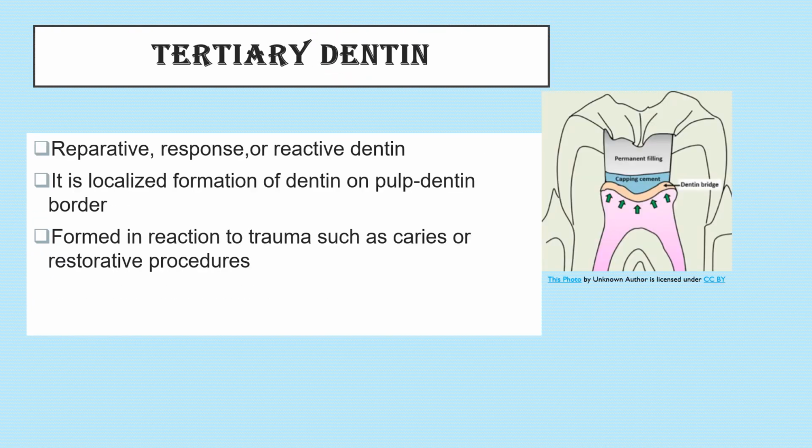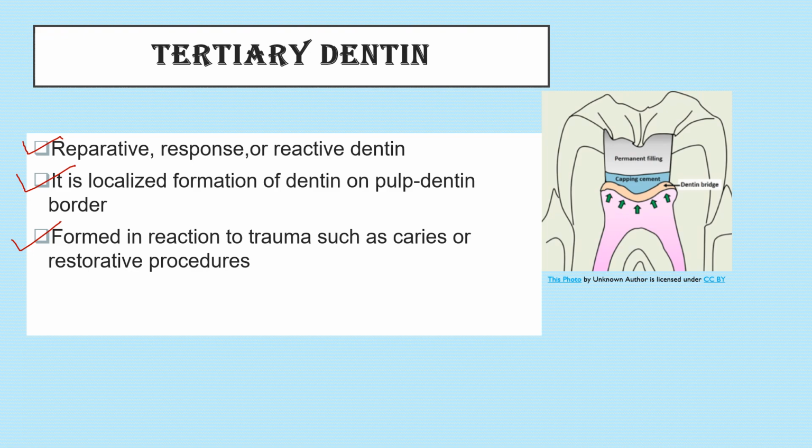Then coming to the tertiary dentin, which is formed in response to noxious stimuli. It has other names such as reparative, responsive, or reactive dentin. It is localized formation of dentin on the pulp dentin border, and it is formed in reaction to trauma such as caries or restorative procedures. So it has a regenerative property. It is formed due to external stimuli.